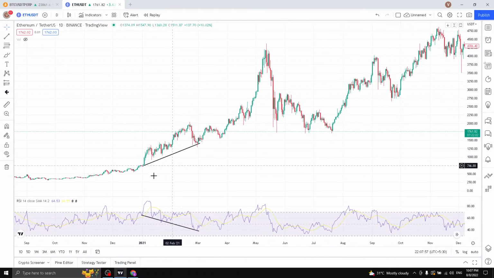All right, so this was a hidden bullish divergence. Let me show you a hidden bearish divergence.